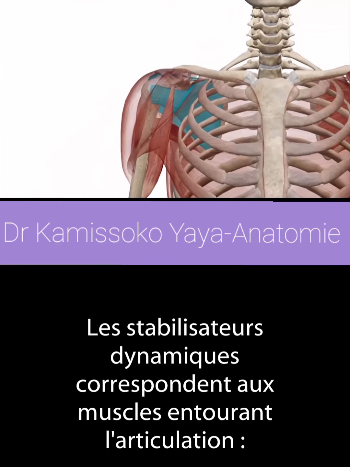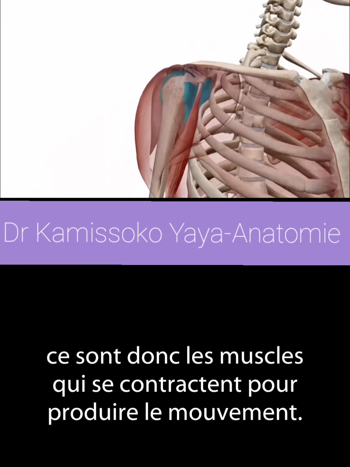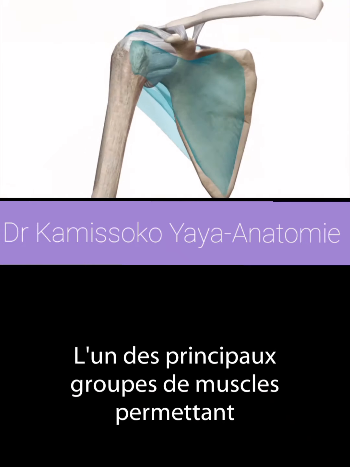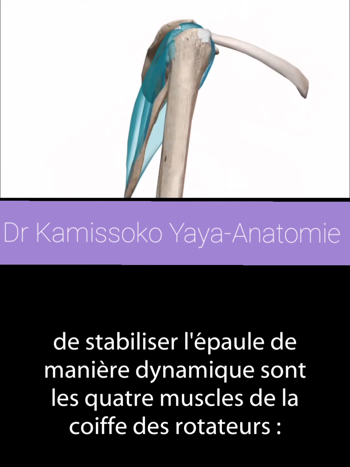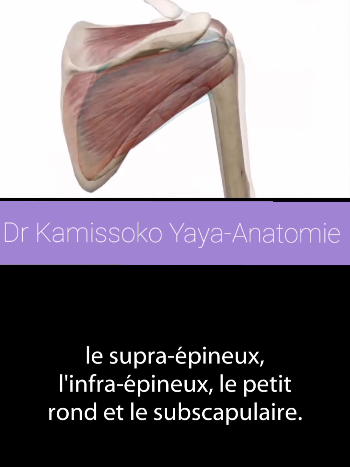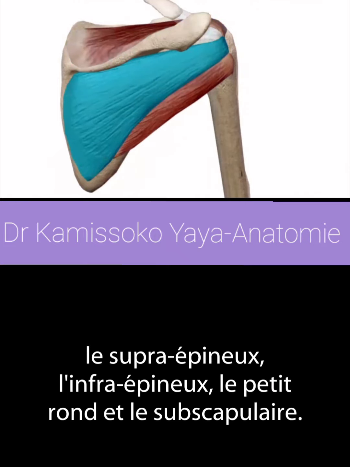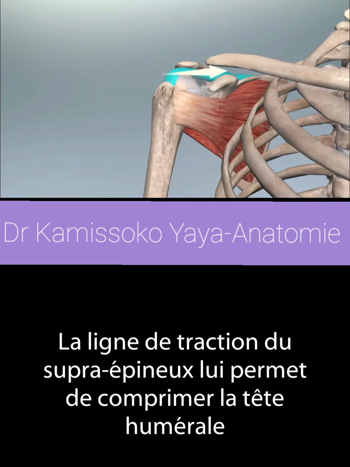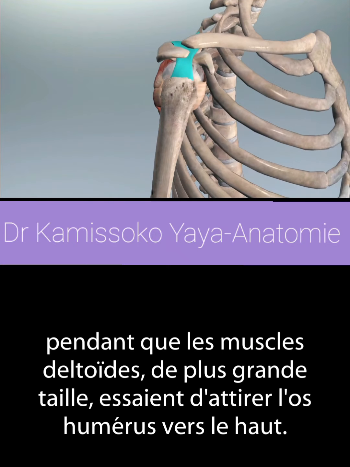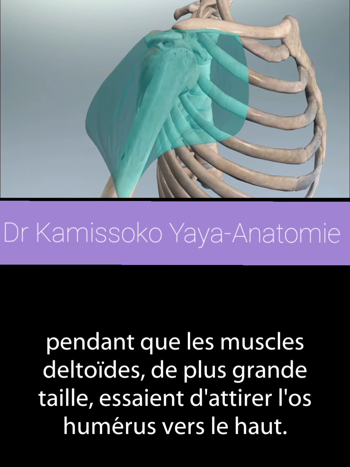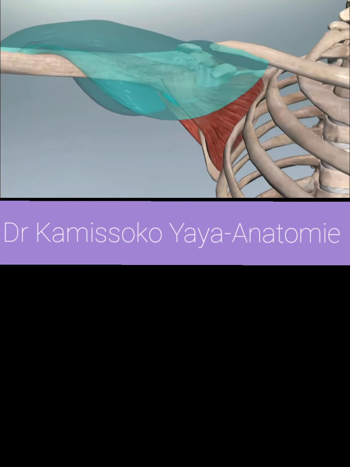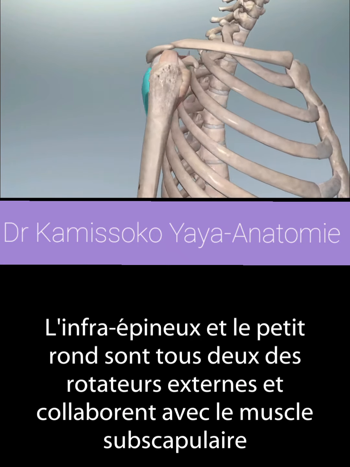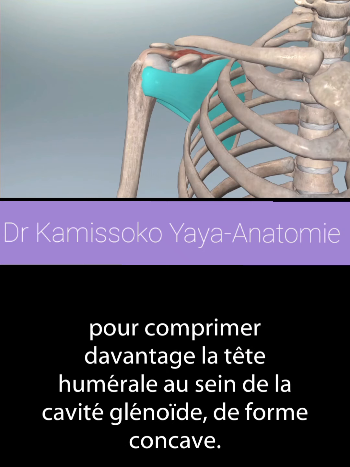The dynamic stabilizers consist of the muscles that surround the joint, so these are muscles that contract to produce movement. One of the main groups of muscles that help to dynamically stabilize the shoulder are the four rotator cuff muscles: the supraspinatus, infraspinatus, teres minor, and the subscapularis. The supraspinatus's line of pull allows it to compress the humeral head as the larger deltoid muscles try to pull the humerus bone superiorly.